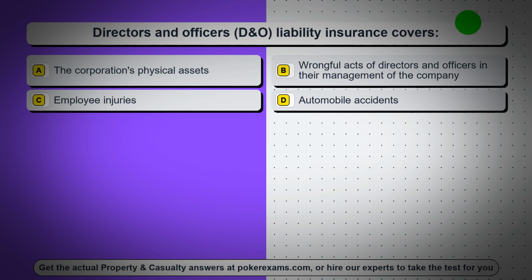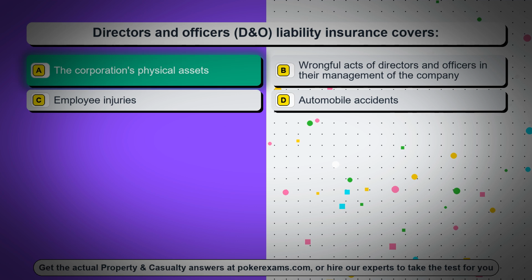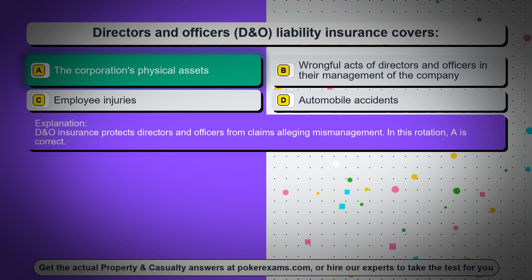Question 23. Directors and officers, D&O, liability insurance covers. Option A, the corporation's physical assets. Option B, wrongful acts of directors and officers in their management of the company. Option C, employee injuries. Option D, automobile accidents. The correct answer is option A, the corporation's physical assets. D&O insurance protects directors and officers from claims alleging mismanagement. In this rotation, A is correct.